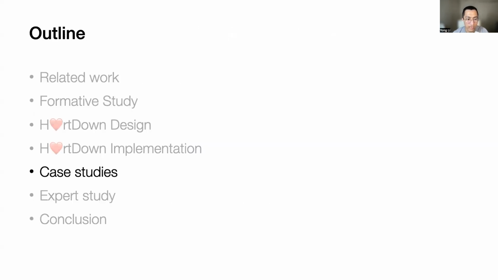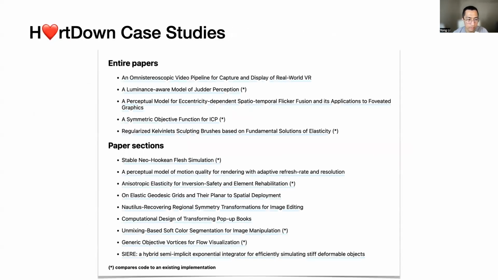We converted a variety of SIGGRAPH papers and paper sections to hard-down. Our criteria for selecting papers was that they use linear algebra implementable by rtDown. The papers are from the past 5 years of SIGGRAPH and span geometry processing, image processing, visualization, simulation, and rendering. It includes 5 full papers and 9 papers for which we implemented single subsections.